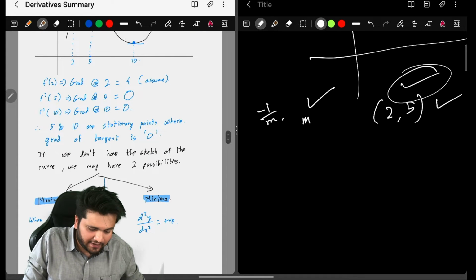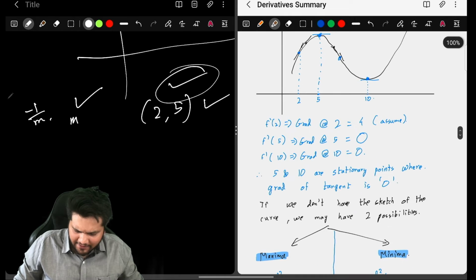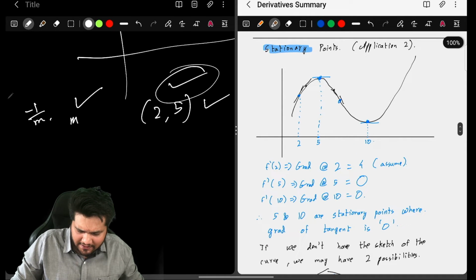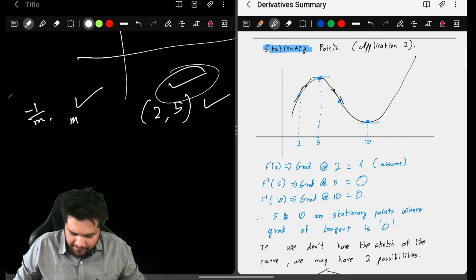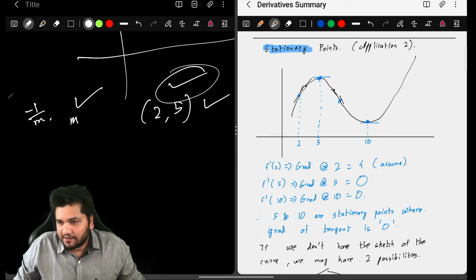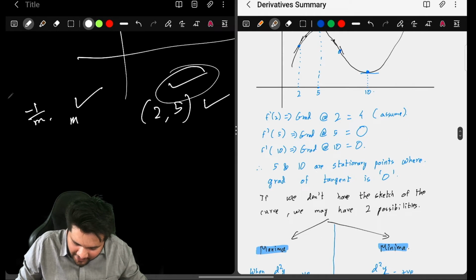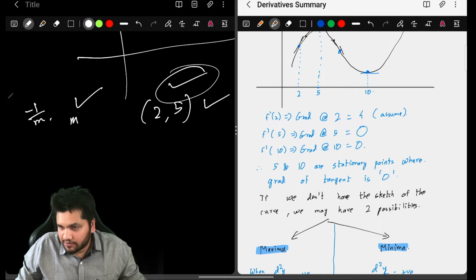So as you can see, f dash of 2, I've just given you an example. At 2, you can see that the gradient is 4. I'm just taking a random value. Gradient at 5 is 0. Gradient at 10 is again 0. And maybe here the gradient could be negative or something like that. So as you can see, at 5 as well as at 10, we are getting the gradient as 0.